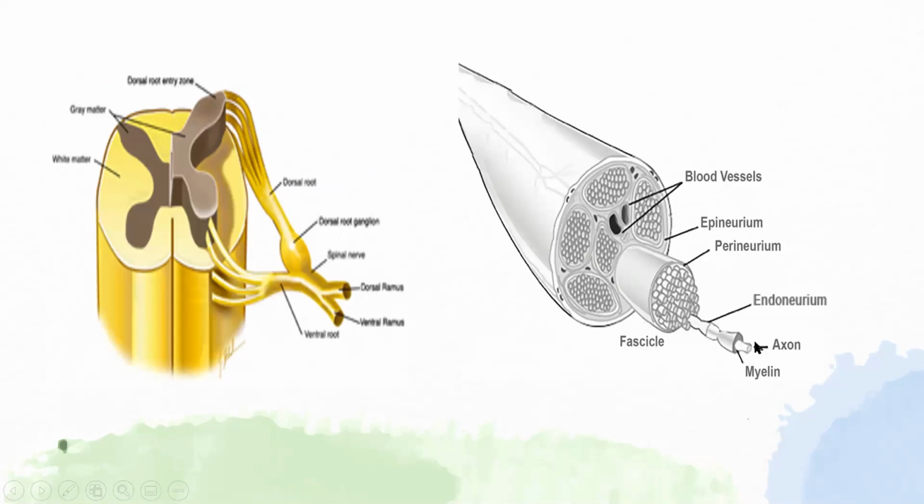Every axon is covered by a layer of connective tissue called the endoneurium. A group of axons forms a fascicle, which is covered by the perineurium. And a group of fascicles forms a nerve, which is covered by the epineurium. So we'll take a breath.